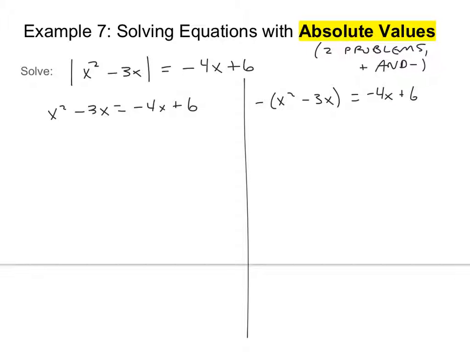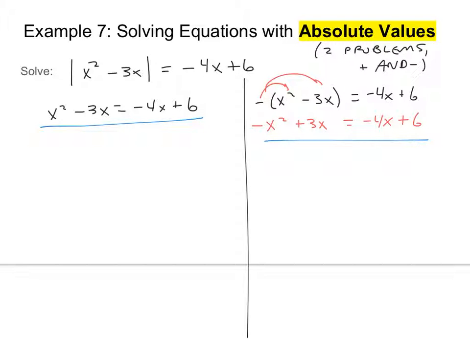So it's important to take into account that the whole side is going to be negative, and so that gets distributed in. If I distribute this negative in, I'll get negative x squared plus 3x equals minus 4x plus 6. These are the two equations I've got to solve. So let's work on them.